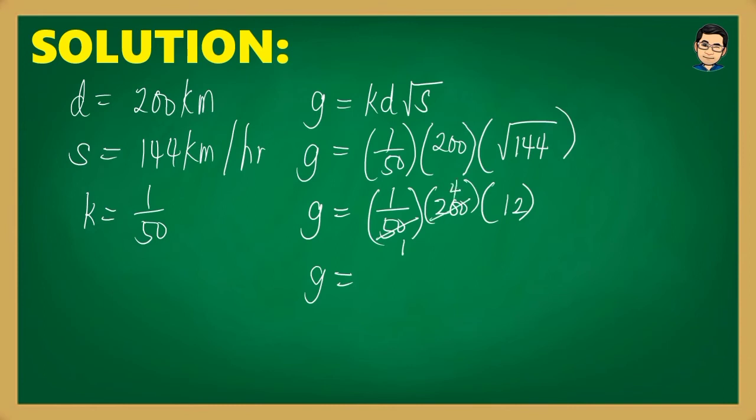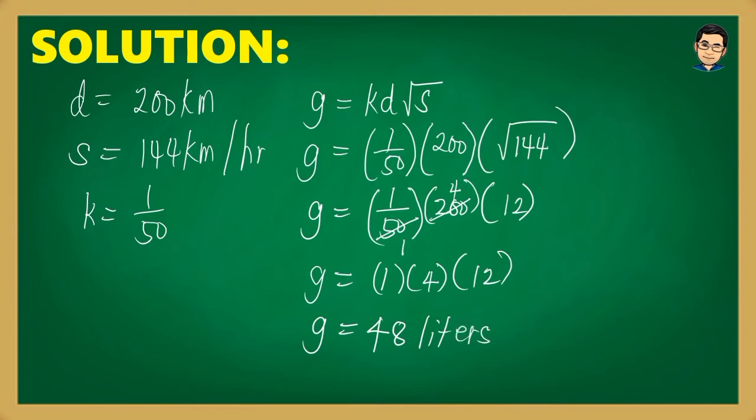And then, i-multiply lang natin yung mga natira. 1 times 4 times 12. And that is 48. And then, i-attach natin yung unit, which is liters. So, since amount of gasoline ang pinag-uusapan natin, liters po yung unit. So, ang kailangan po na gasoline, amount of gasoline on a 200 kilometer trip at an average speed of 144 km per hour is 48 liters.